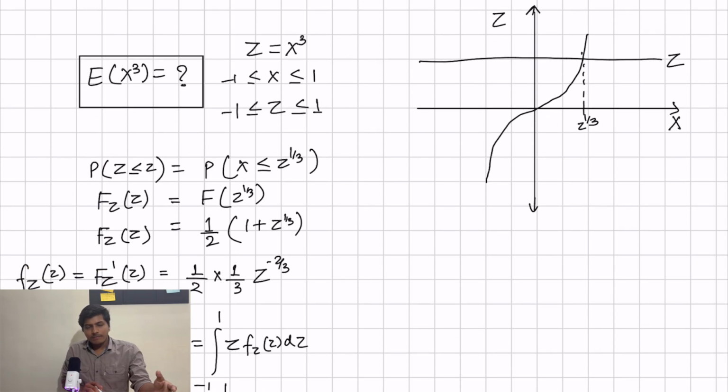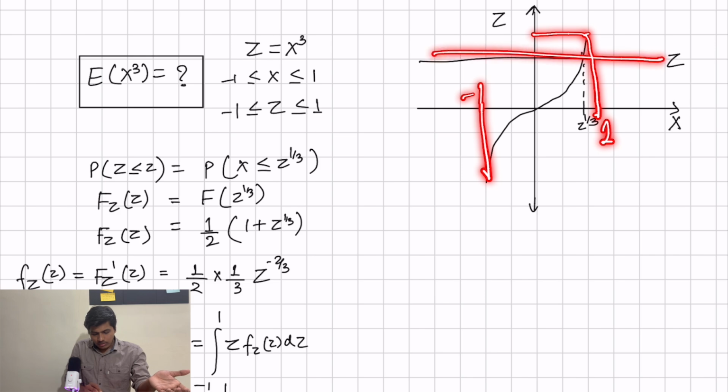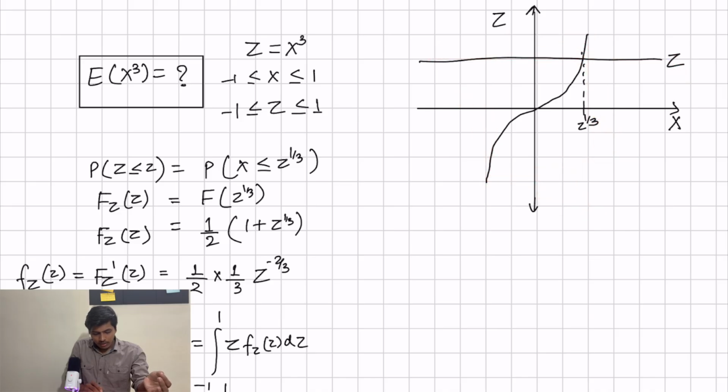Now similarly, we can define the expected value of x cube. We will do the same thing, define z equals x cube. As we all know, whenever x varies from -1 to 1, z will vary from -1 to 1 as well, which you can see from the graph. If this is 1 and this is -1 and this is the z value, then this will be 1 and the value corresponding to this will be -1. So the probability of z less than z is equal to the probability of x less than z raised to 1 by 3, right?